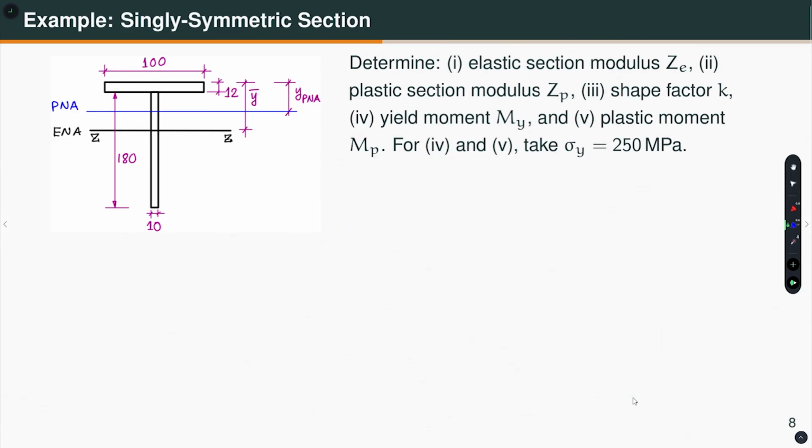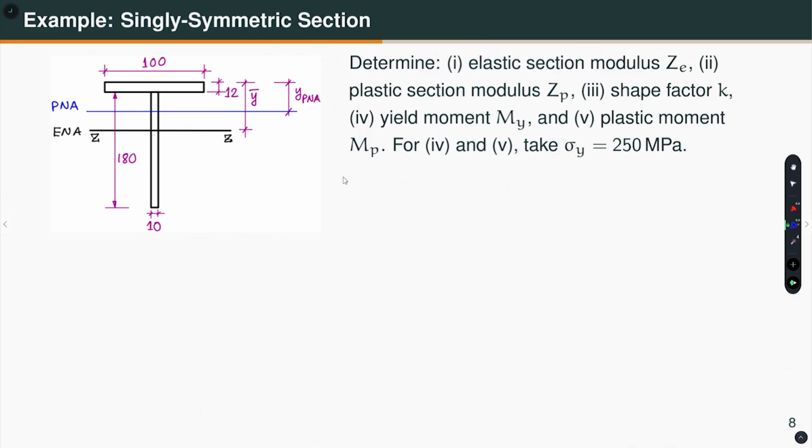Now, let us take a singly symmetric cross section. For the singly symmetric cross section, the calculation is a little bit more involved, because we have to locate the elastic neutral axis as well, that means the centroid of the cross section. So, this Z is my elastic neutral axis, which is at a distance y bar from the extreme top fiber, and this is my plastic neutral axis, which is at a distance y PNA from the extreme top fiber. So, let me locate the y bar.